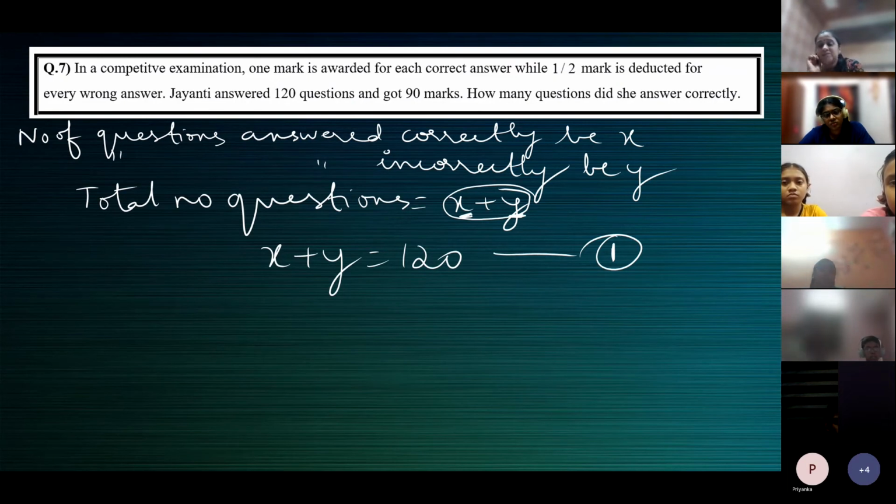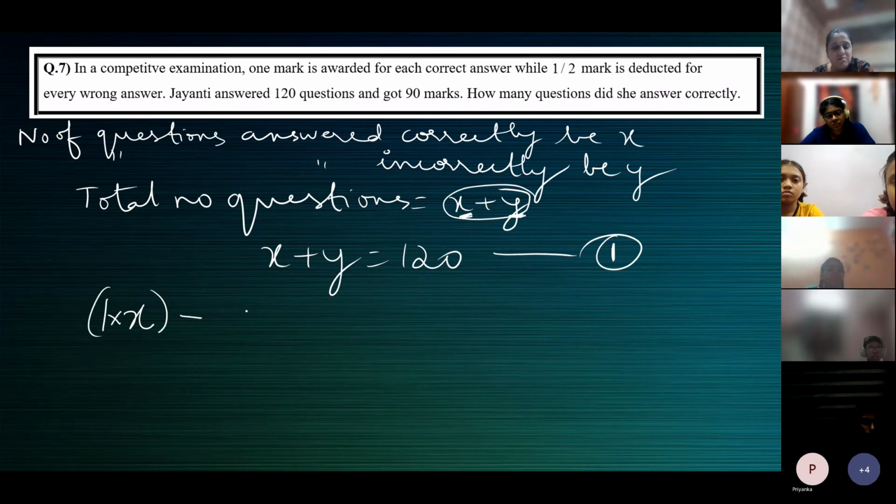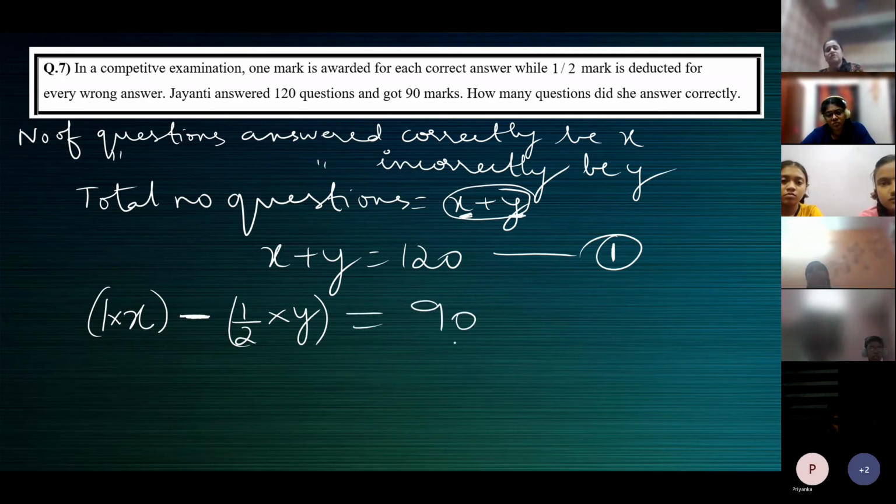Now how much did she get? 90 marks. She answers x questions correctly and she gets 1 mark each. So 1 into x, minus, she loses half a mark for every incorrect answer. So half into y is equal to 90 marks. This is the second equation.